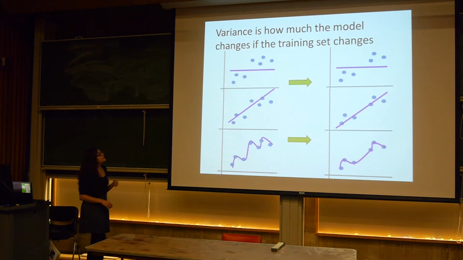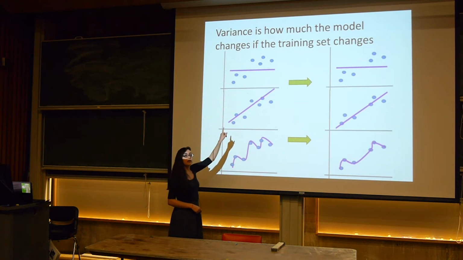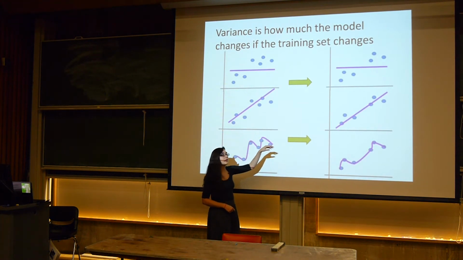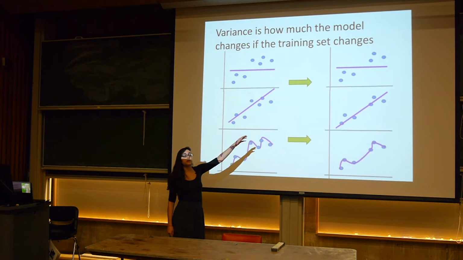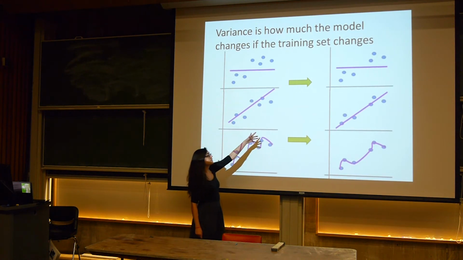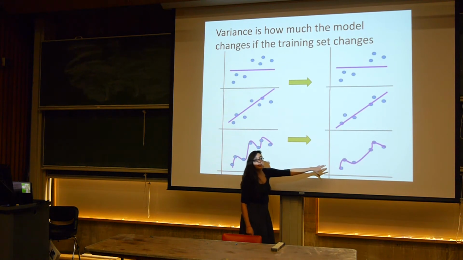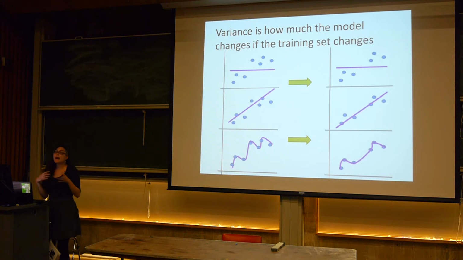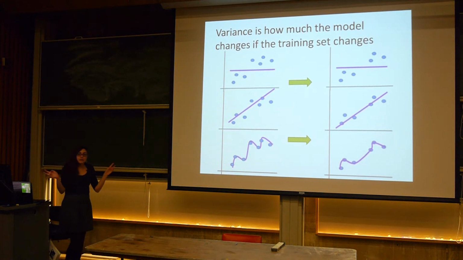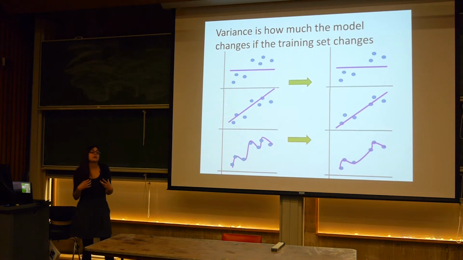If I take a data point out of my training set and then retrain my regression, how much is my model going to change? In the constant case, it doesn't change at all. In the linear case, it changes a little bit. But in the high order polynomial case, it changes a ton. This amount that a function changes as you manipulate the training set gives you an estimate of the variance.